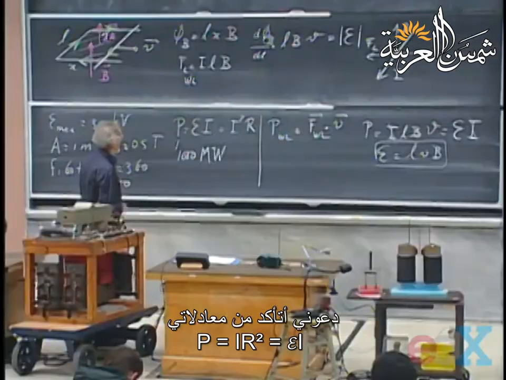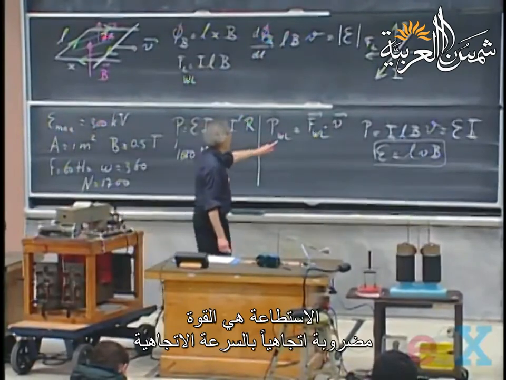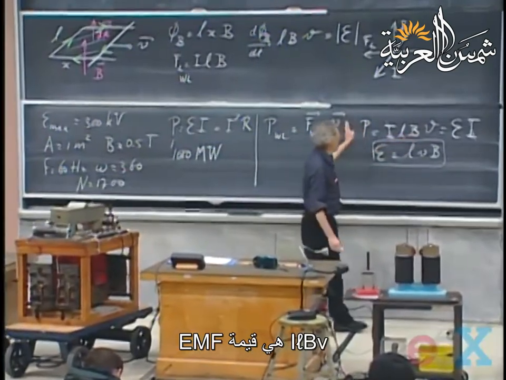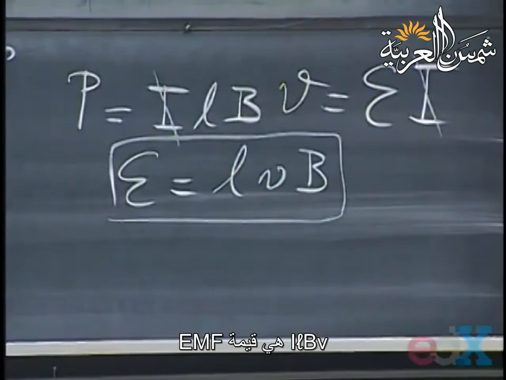Let me check my equations. EI, I squared R, I can live with that. Power, force dotted with the velocity. ILBV, this is the magnitude of the EMF, and that's fine.